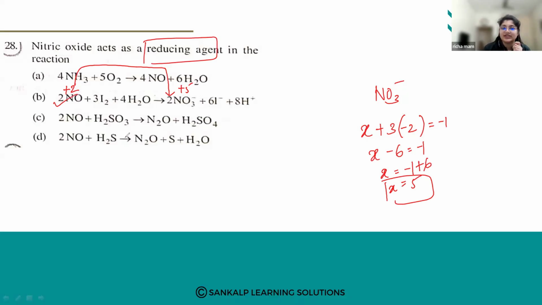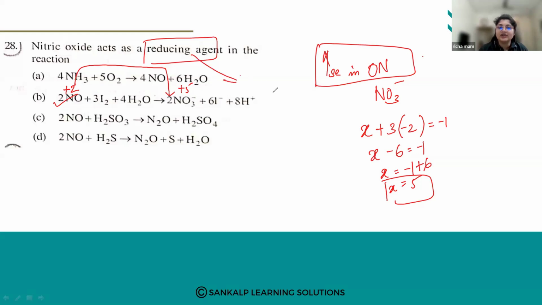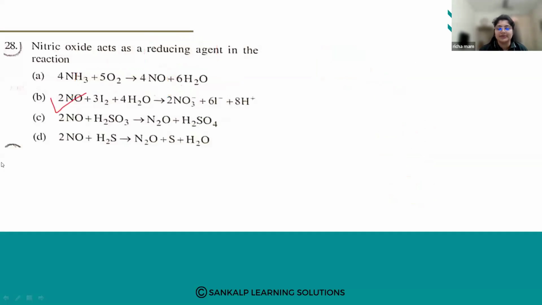Oxidation means what, in terms of oxidation number? When there is an increase in oxidation number, we call it oxidation. Now, what is a reducing agent? By definition, it reduces others and itself undergoes oxidation, right? So it is undergoing oxidation. So option number B is the right answer. Understood? If you check the others also, they will not show you oxidation, they will show you reduction. There is a decrease in oxidation number. So our correct answer is option number B. Okay, fine. Let us go for the next one.